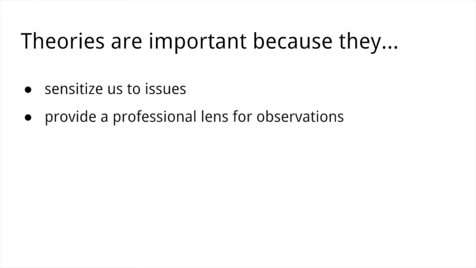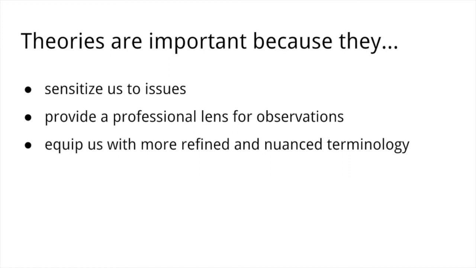Second, theories provide a professional lens for observation. Cultural theories, for example, point our attention to the importance of stories and metaphors and heroes for better understanding how healthy organizational climates develop. Feminist theories point our attention to how gender functions within organizations in ways that advantage and disadvantage both men and women. Finally, theories equip us with more refined and nuanced terminology to understand and communicate within organizations. When we clearly understand the concept of informal communication networks, for example, we can acknowledge and encourage their important role within organizing.